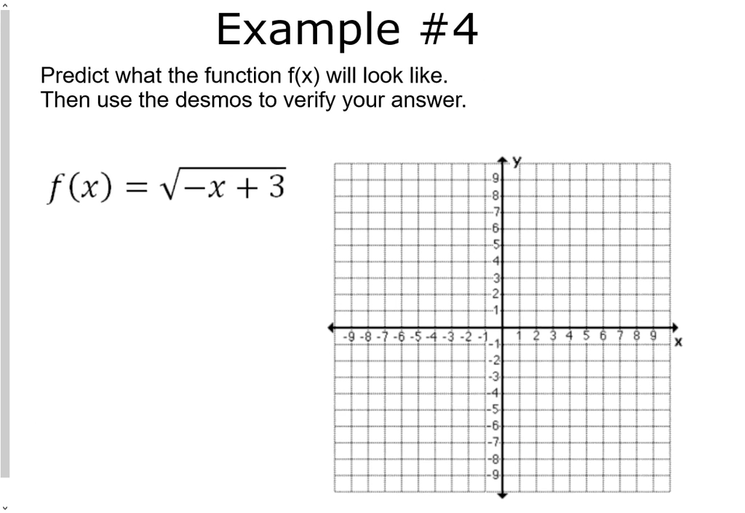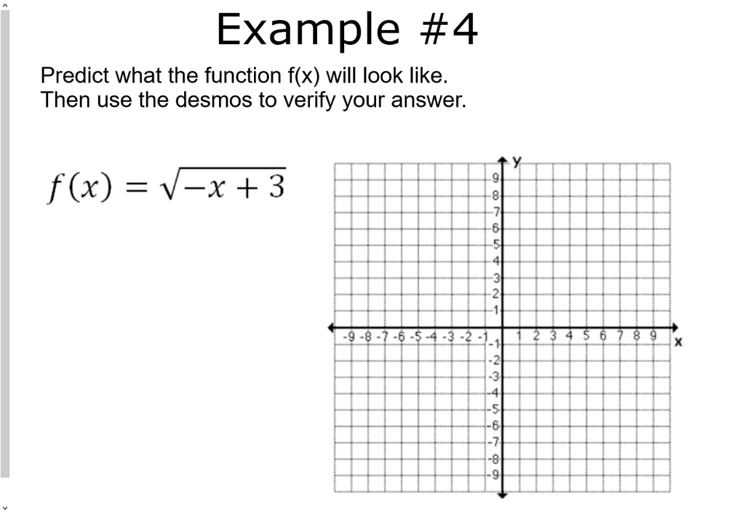So predict what the function will look like, then use Desmos to verify your answer. So start with just thinking about what you think is happening here. We have a negative underneath and we have that +3. So what do you think is going to happen? Then put this function into Desmos and see if your prediction was correct.